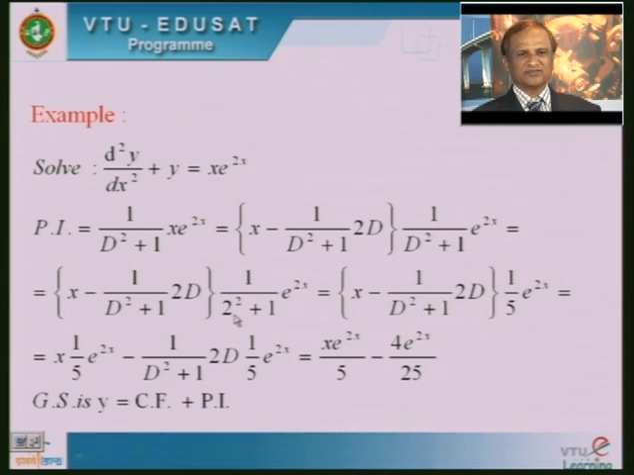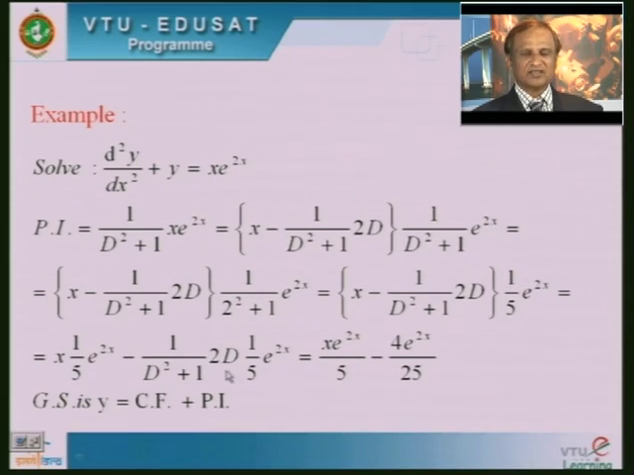Simplify: 2 square means 4, 4 plus 1 is 5, so 1 by 5 into e to the power 2x. Now I have to multiply x into it by normal multiplication, 1 by 5 e to the power 2x. Is it clear? So, minus 1 upon D square plus 1 into 2D into 1 by 5 e raised to 2x.